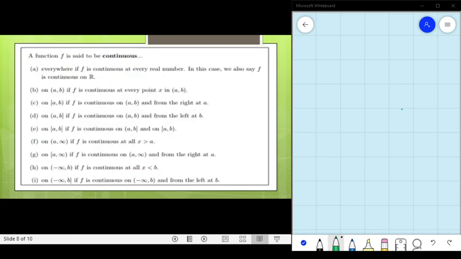Okay? And then function f is said to be continuous everywhere if f is continuous at every real number. In this case, we also say f is continuous on the set of real numbers. On open interval AB, if f is continuous at every point x in the open interval AB, it is said to be continuous on the half-closed interval on the left from A to B if f is continuous on the open interval AB and from the right of A.